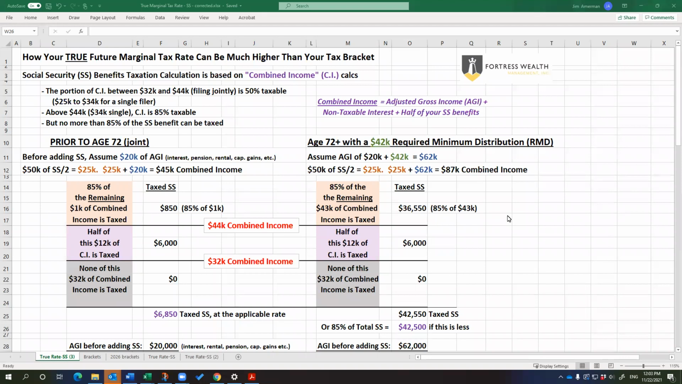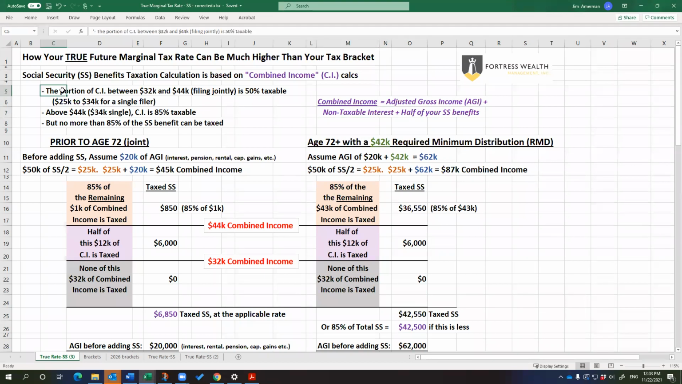So to understand how this occurs, let's look at Social Security benefit taxation calculations. We'll start out on the right here, combined income. That's how we determine how much of the Social Security is taxable. So that's going to equal adjusted gross income plus non-taxable interest. So we're adding back muni bond interest, and half of your Social Security benefits are added too.